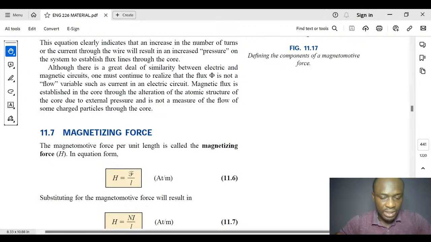So we have this as the magnetizing force, where H is equal to NI. Remember that last week I told you that force is equal to number of turns times current. And the magnetizing force is number of turns times current all over length.